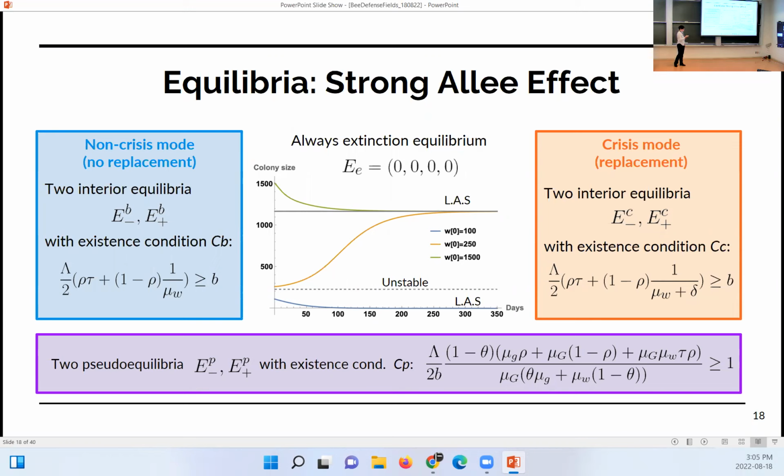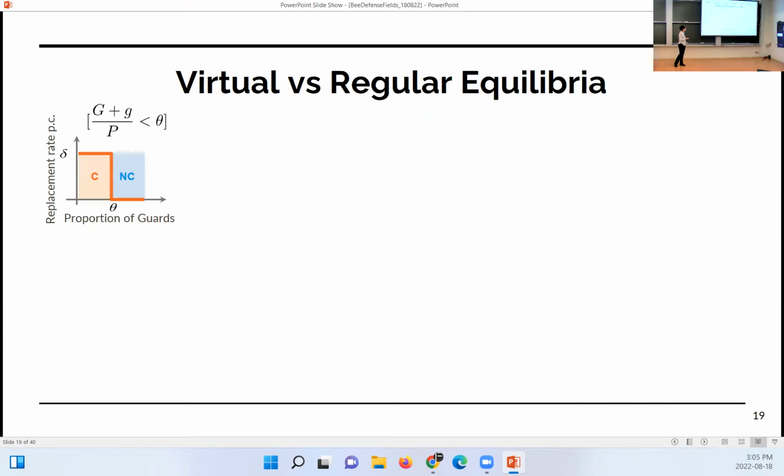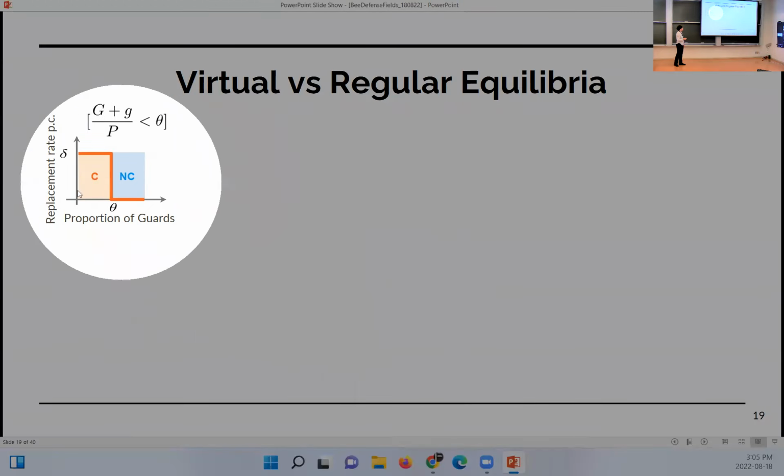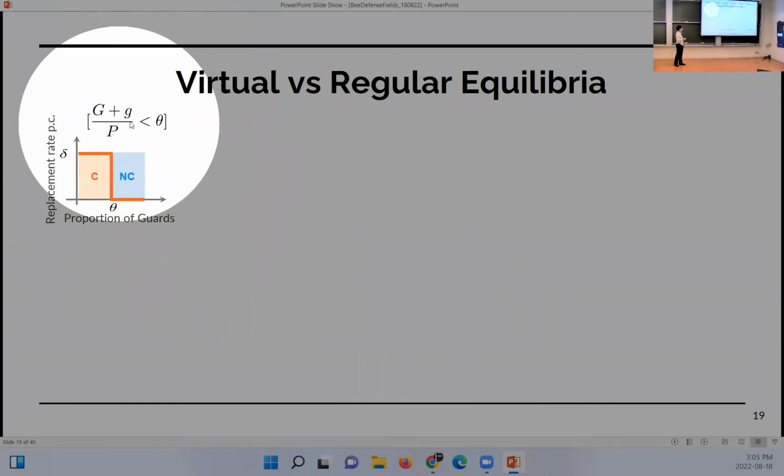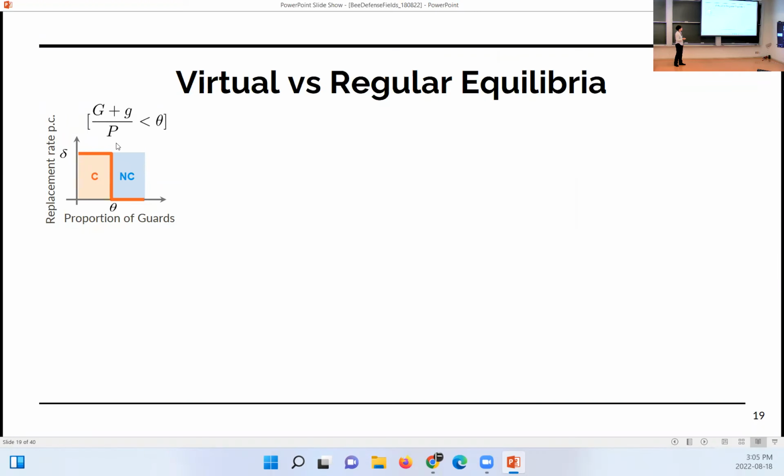So that's the general dynamics, but now we need to understand when we are in each of the cases, right? When are equilibria regular? When are they virtual? Because if they're virtual, they will never be reached, so we might as well not consider them. Remember, what determines the switching is whether the proportion of guards is large enough, and that's this operator here.